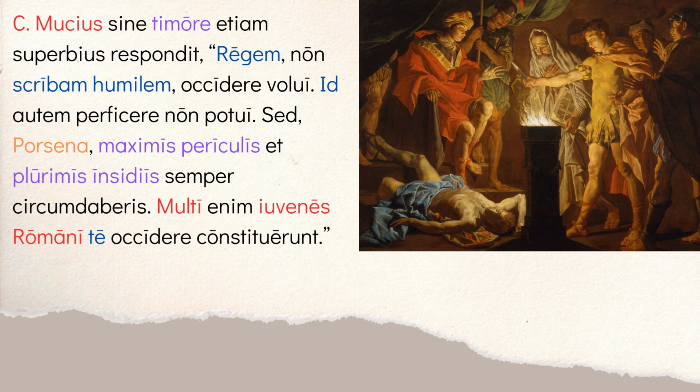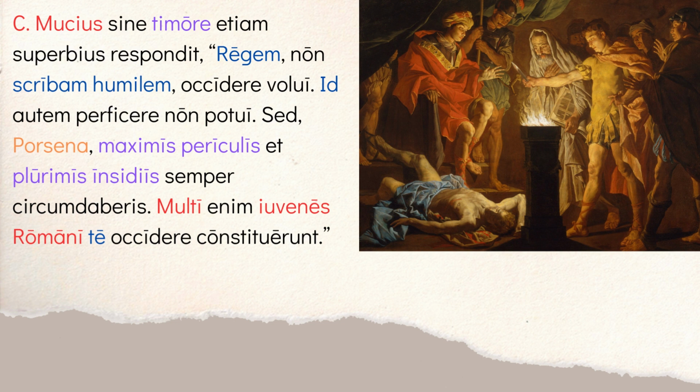And he says, id autem perficere non potui, right? So he says, this, meaning killing the king, this I was not able to accomplish, however, right? So autem's the however, non potui, right? I was not able, perficere, to accomplish. He says, I wasn't able to accomplish this.